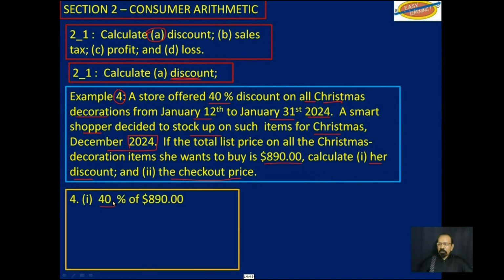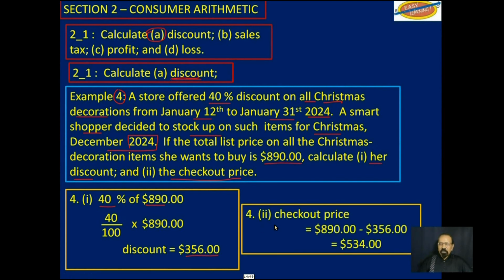So 40% of $890, we work that out and come up with $356. That's the discount. So you subtract the $356 from the list price, which is $890, and she would have to pay $534.